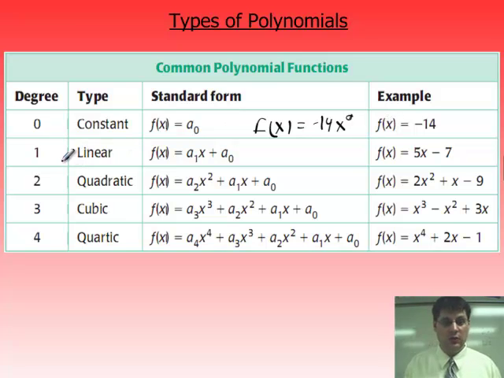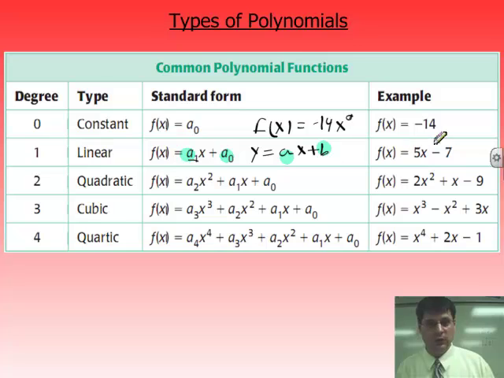Linear is just like y equals ax plus b, except we're in standard form as a polynomial. It's f of x equals a sub 1 x plus a sub 0. So this is just like ax plus b, but we're replacing a with a sub 1, and we're replacing b with a sub 0. And we know what a line looks like, f of x equals 5x minus 7.